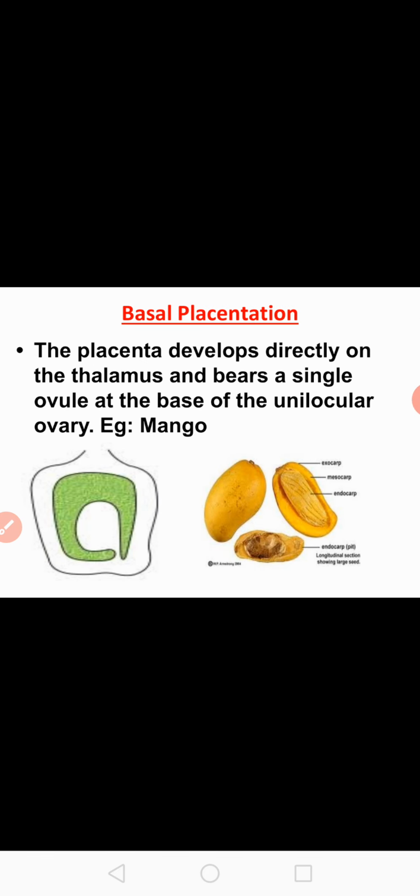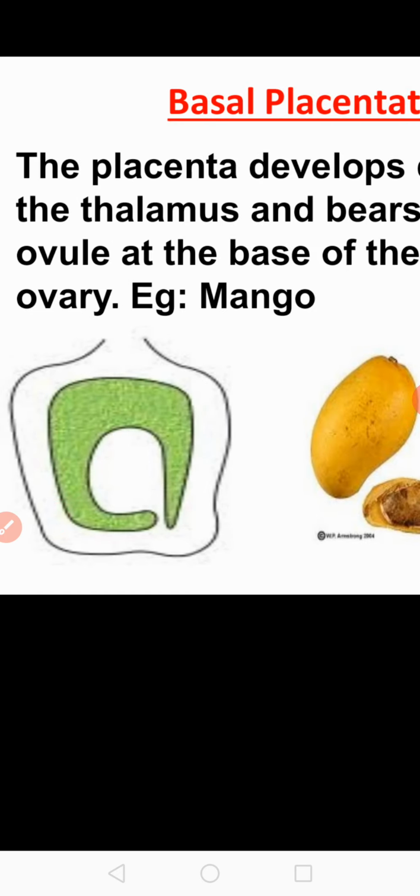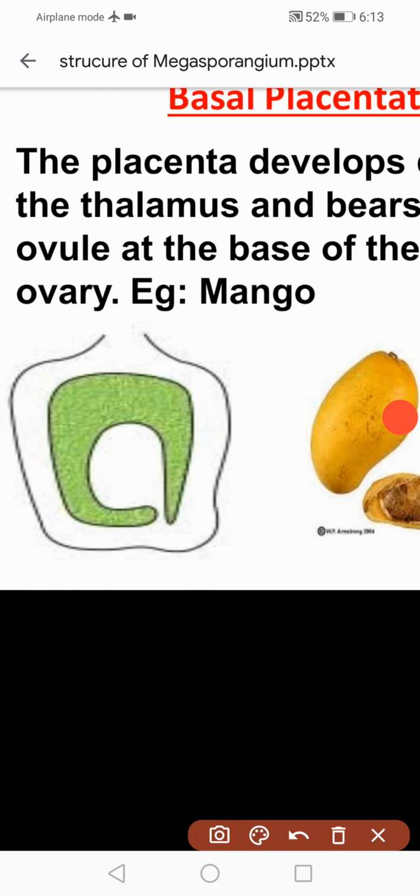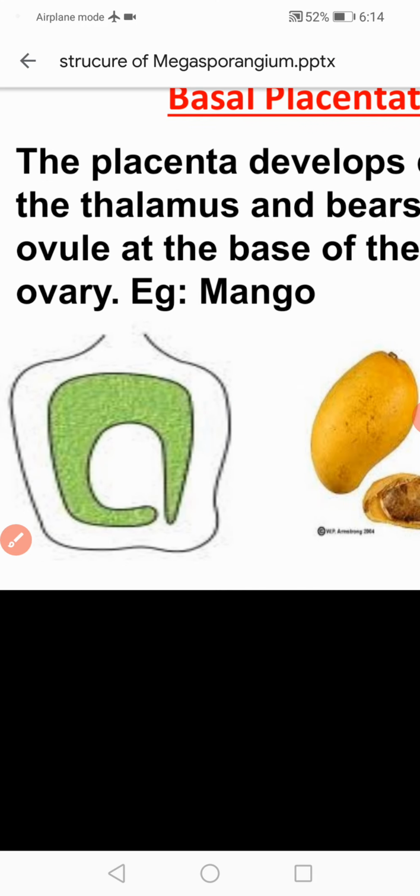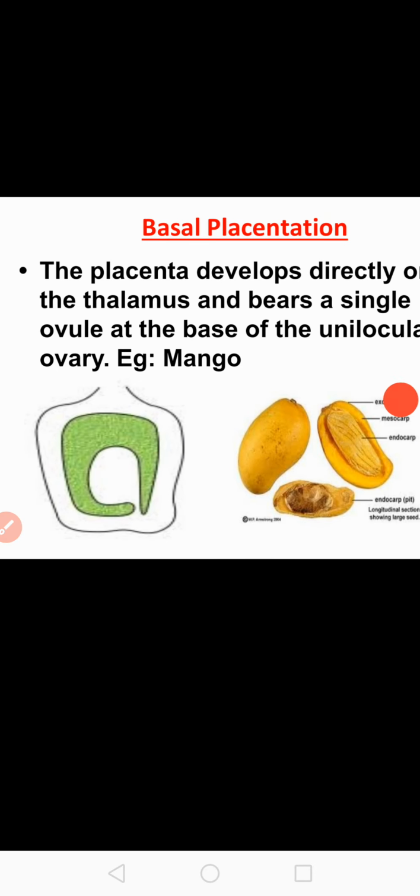Coming to the basal placentation, the placenta develops directly on the thalamus and bears a single ovule at the base of the unilocular ovary. So in this picture you can see the ovary structure. This is the ovary, this is the ovarian cavity, means locule, and this is the ovule. So here the ovule arises from the base of the ovary. Once again I'll repeat, in basal placentation the ovule develops from the base of the ovary. An example for this type of placentation is mango.